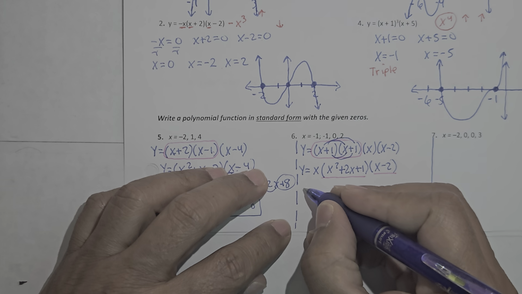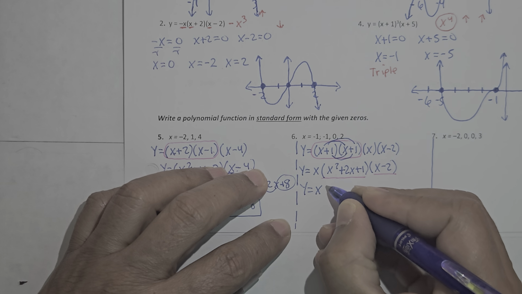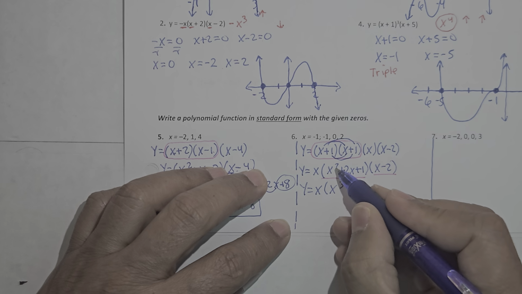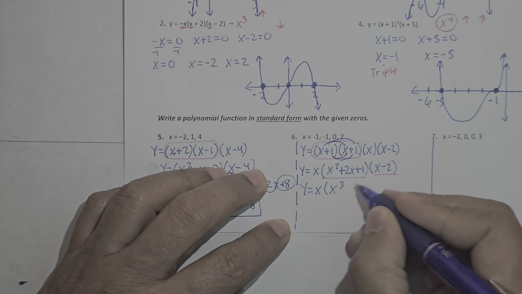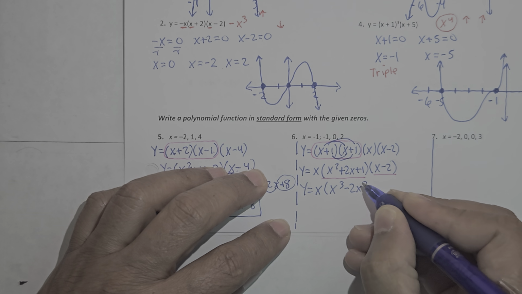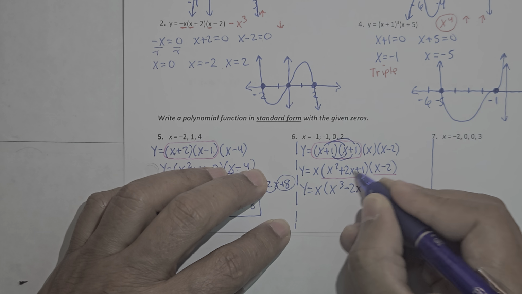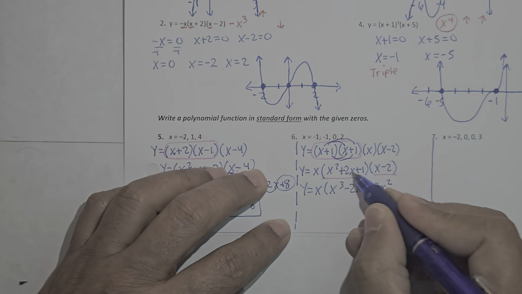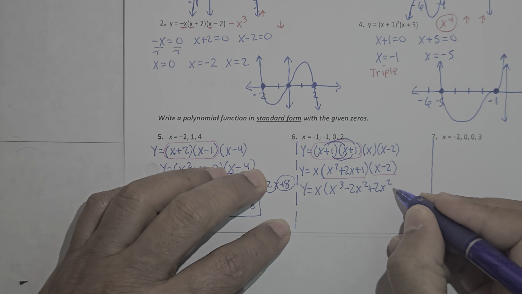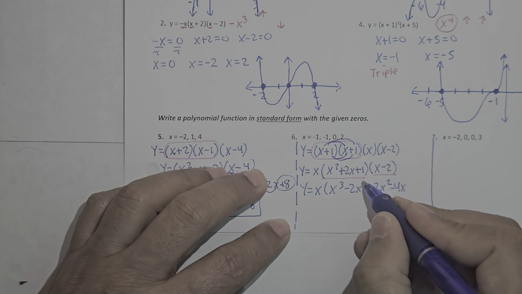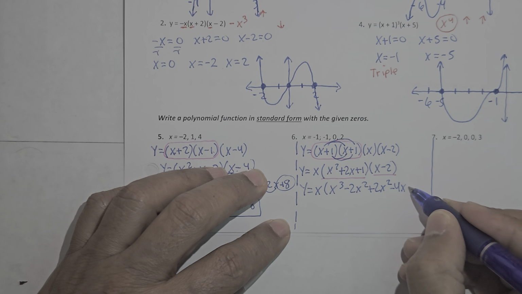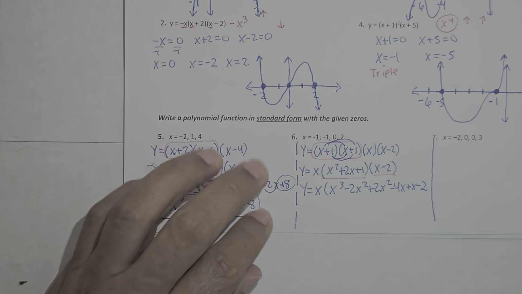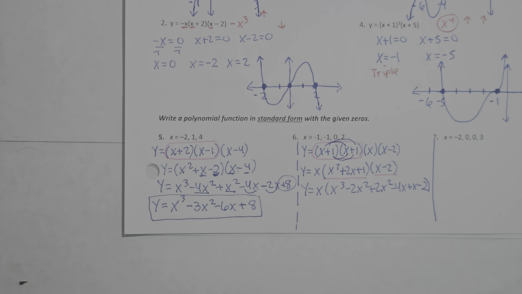So then y equals, keep the x outside, x to the second times x to the first is x to the third. X to the second times negative 2, negative 2x to the second. Then next is 2x times x, plus 2x to the second. 2x times negative 4, negative 4x. And then 1 times x, positive x. 1 times negative 2, negative 2.